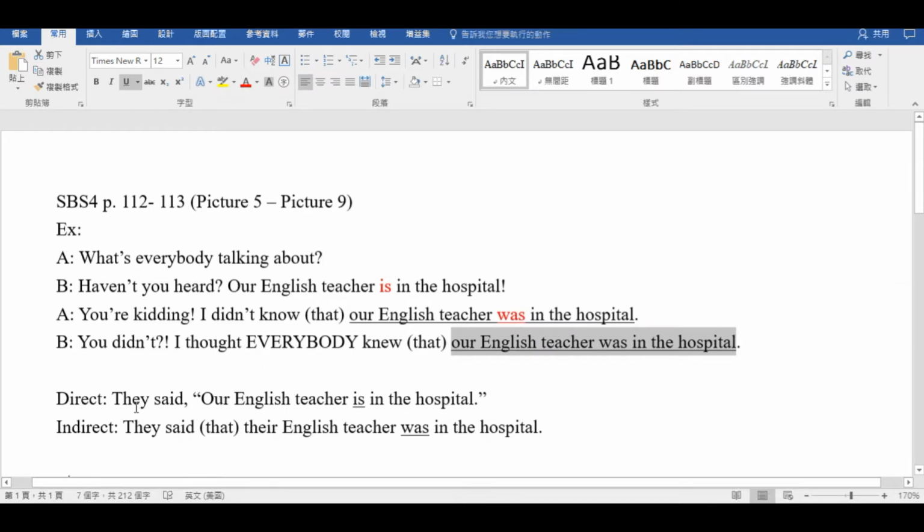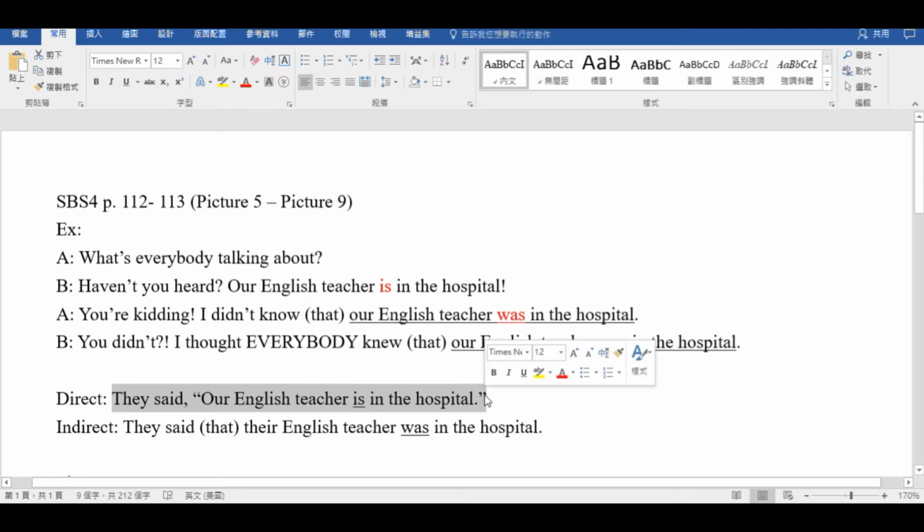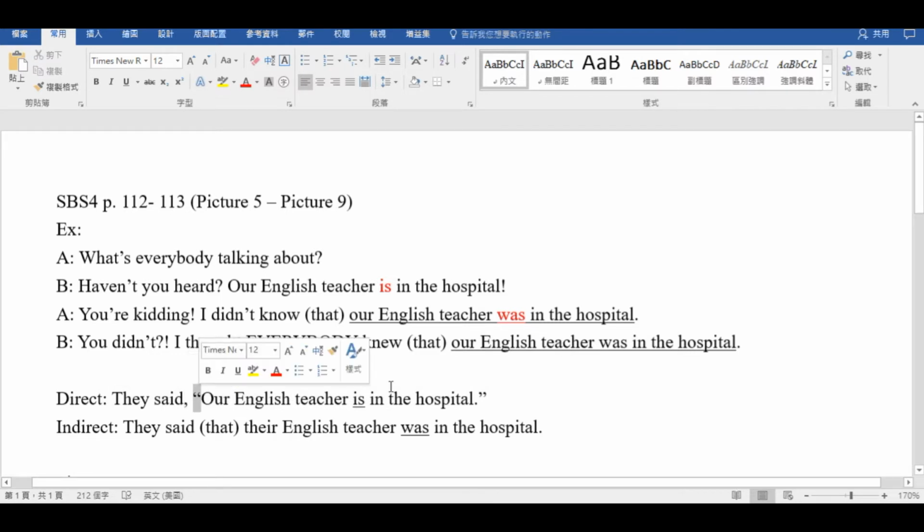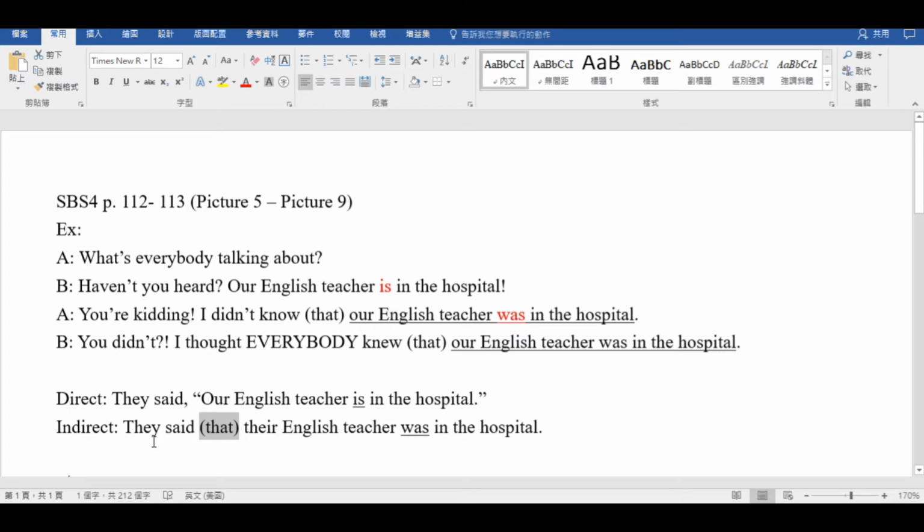So, as you can see over here, a direct speech would be like this. They said, "Our English teacher is in the hospital." So pay attention to the details. There's a comma over here, quotation marks on both sides. That's a direct speech sentence and is written in the present simple tense. For indirect speech sentence, there's no comma and there are no quotation marks. They said that, you can choose not to use this, they said that their English teacher was in the hospital. Again, go back in time. Is becomes was. So now we're going to look at the pictures from picture number 5 to picture number 9.